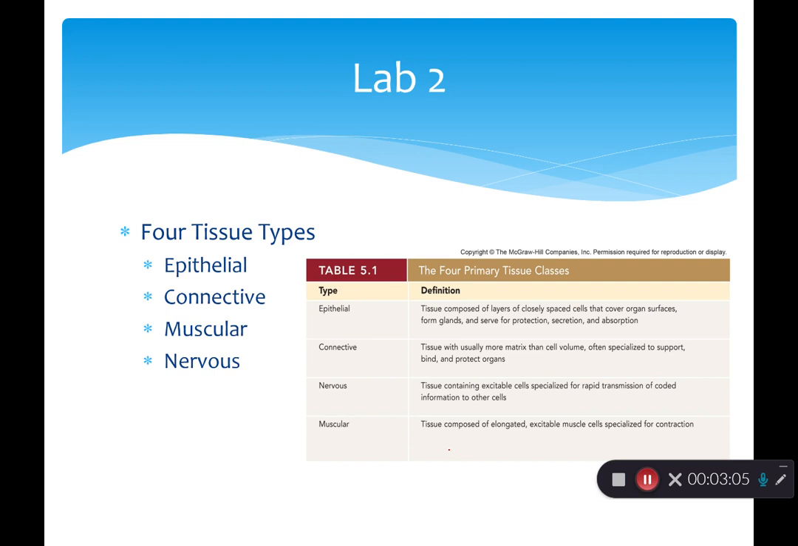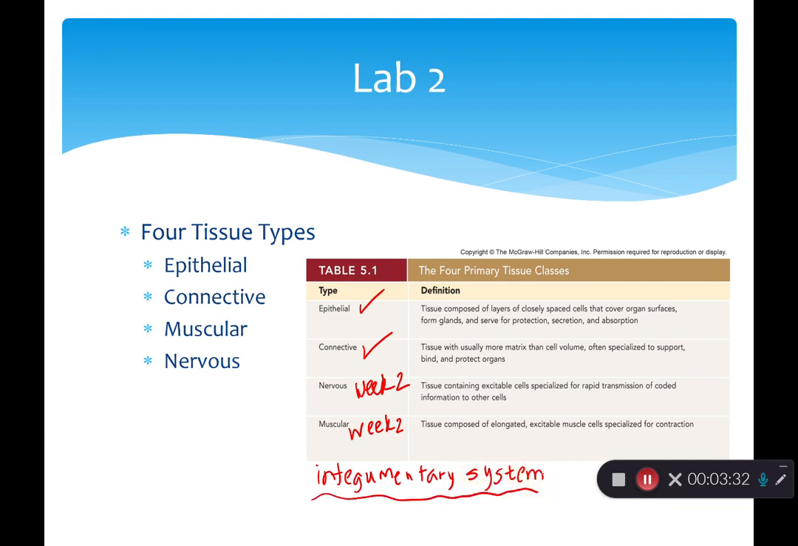So we have epithelial tissues for today, connective tissues for today, nervous tissues for week 2, which will be lab 3, muscle tissues for week 2, which will be lab 3. And then we're going to throw in the integumentary system. This is our first organ system.